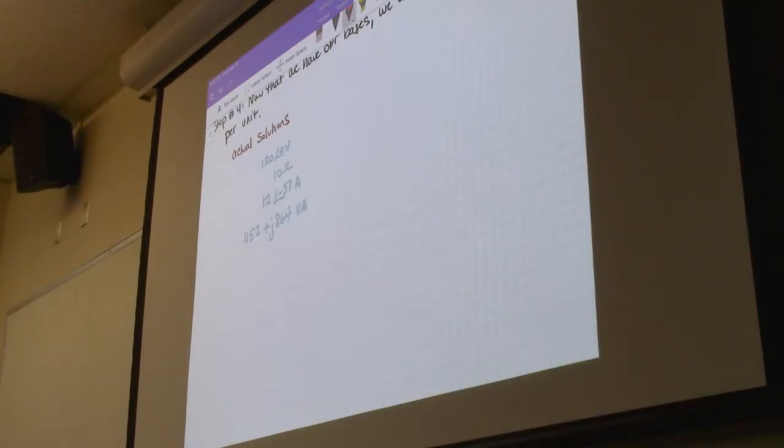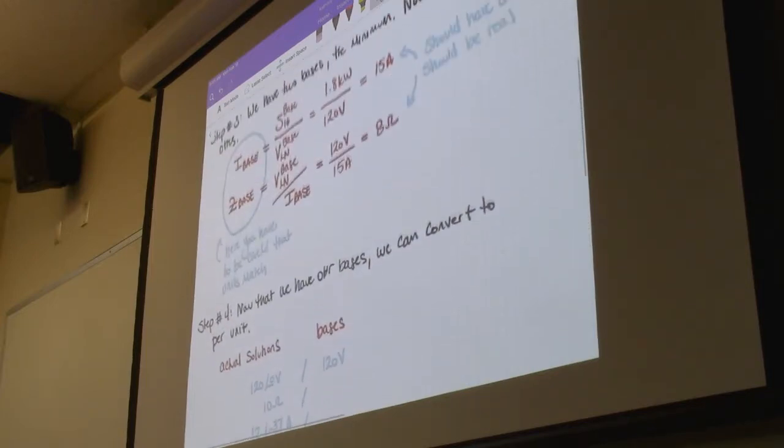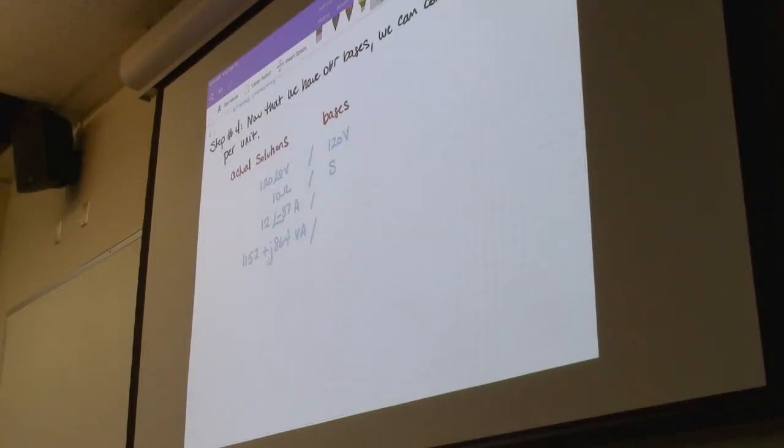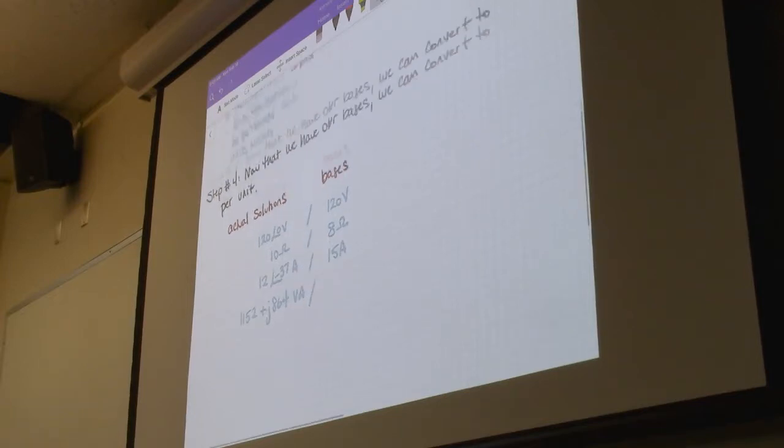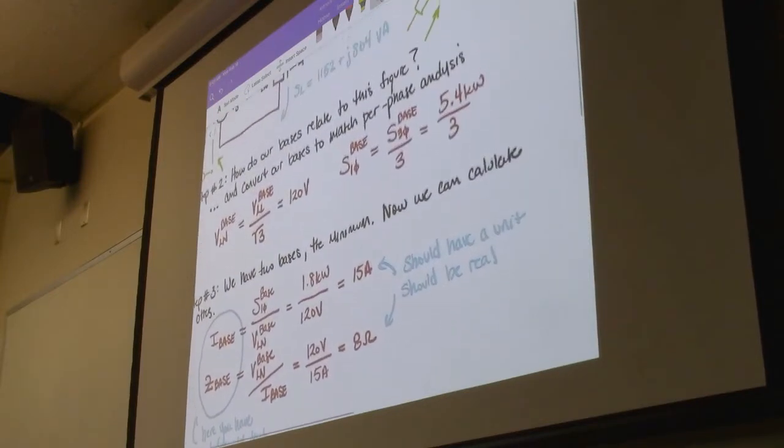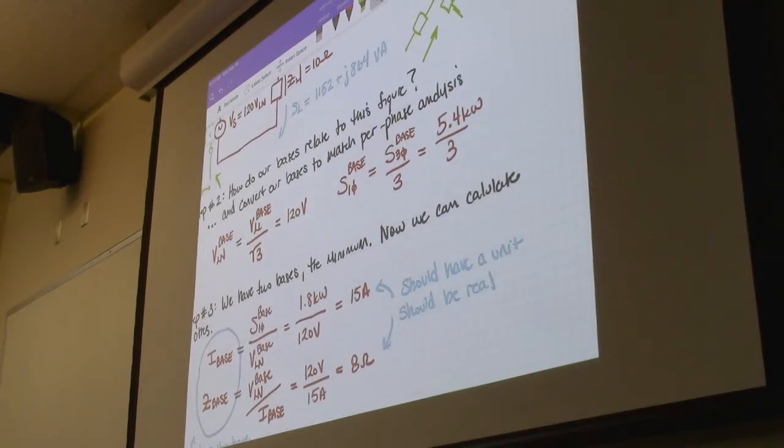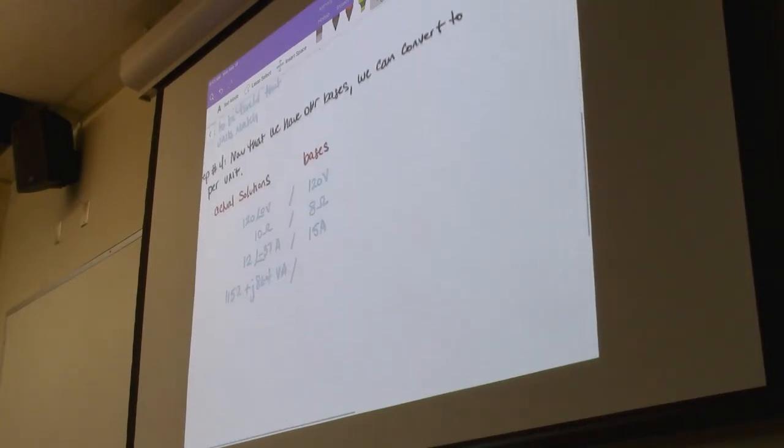Now let's write all of our bases. And I'm just going to put divide by, divide by, divide by, divide by. So our bases are 120 volt. Our impedance base is 8 ohms. Our current base is 15 amps. And our power base was 1.8 kilowatts.